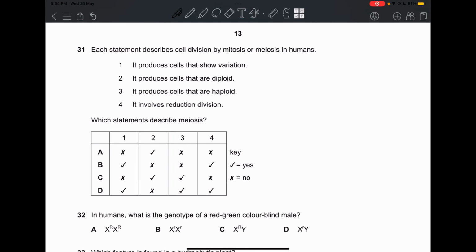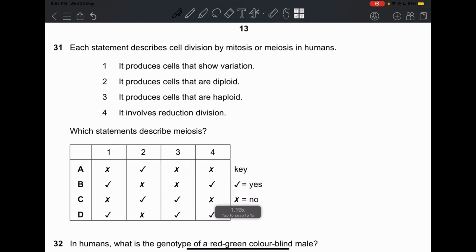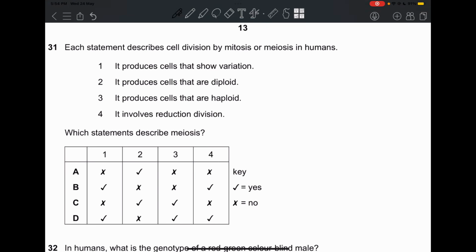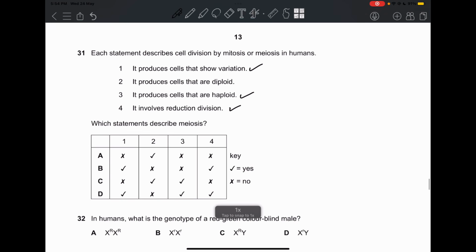31. Each statement describes cell division by mitosis or meiosis in humans. Which statement describes meiosis? Let's see the statements over here. 1, it says it produces cells that show variation. Now, this is a correct statement. 2, it says it produces cells that are diploid. This is incorrect. It produces cells that are haploid. So this is the correct statement. It involves reduction division. This is also correct. So our answer is going to be D.